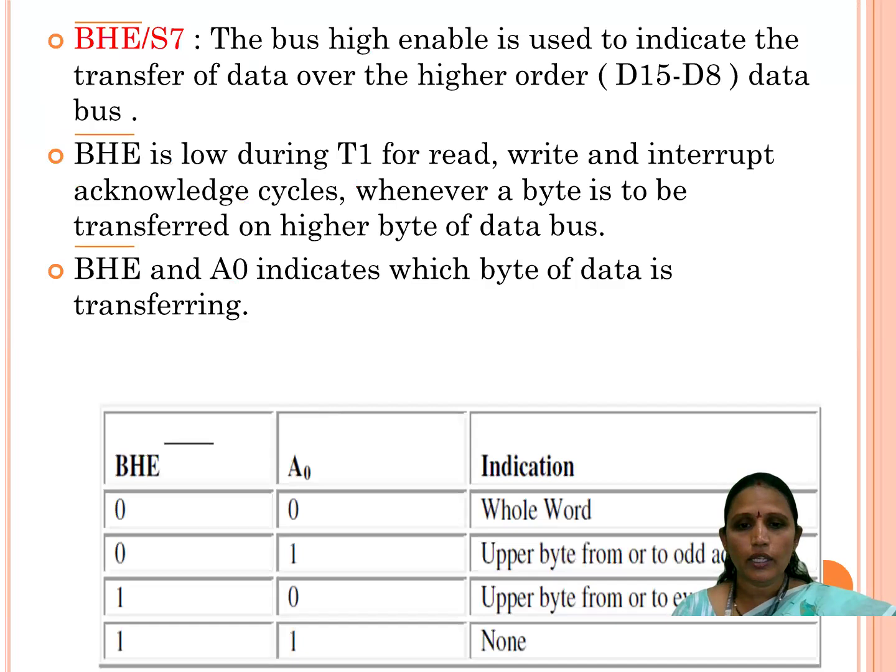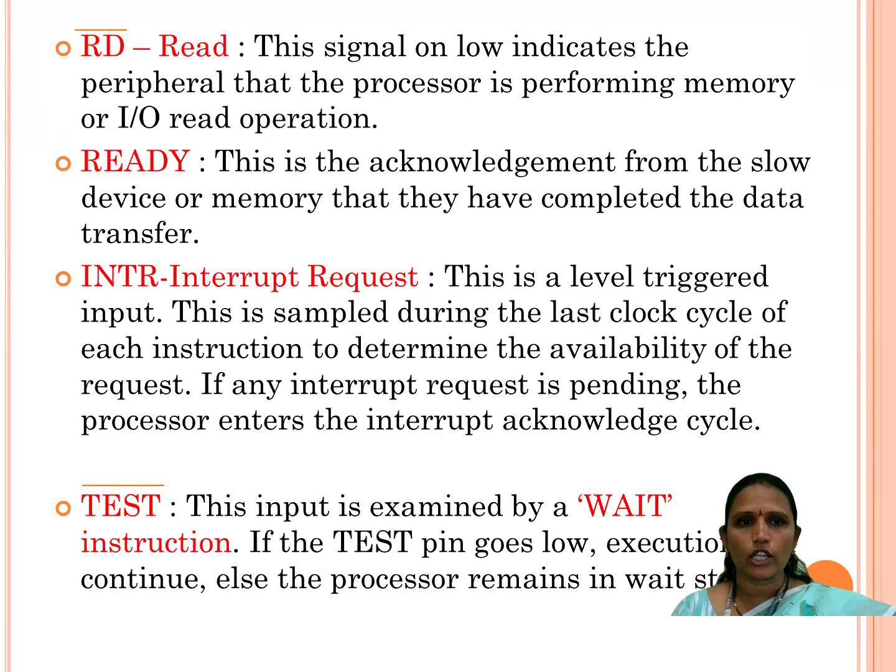If it is 0 1, it is going to transfer the upper byte from or to an odd address. Then 1 0 means the lower byte from or to an even address, and 1 1 means it is going to transfer none. And the RD bar signal is the read signal. This is an active low signal.